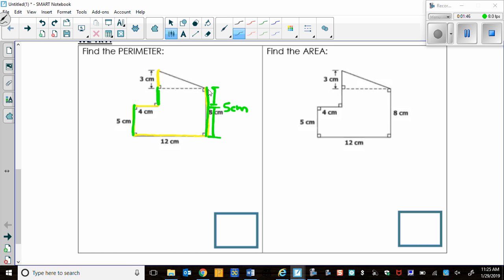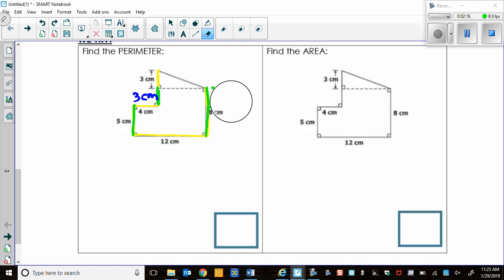Now I have 8. I know the length of this whole entire side is 8, so if I take this 8 and this 5, I can subtract them and get the missing side. In that case, this is going to be 3 centimeters. So if this is 3 centimeters, that means that this side also is 3 centimeters. I'm going to write that in here. So I have my first missing side that I can now check off.